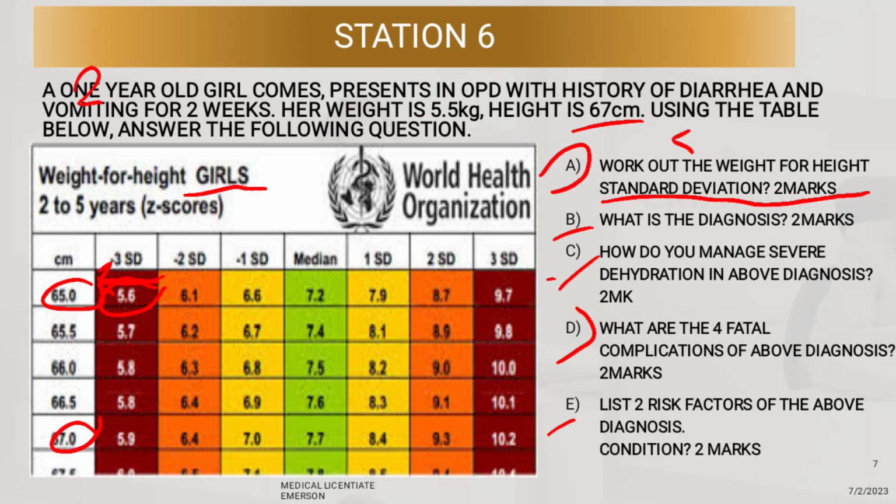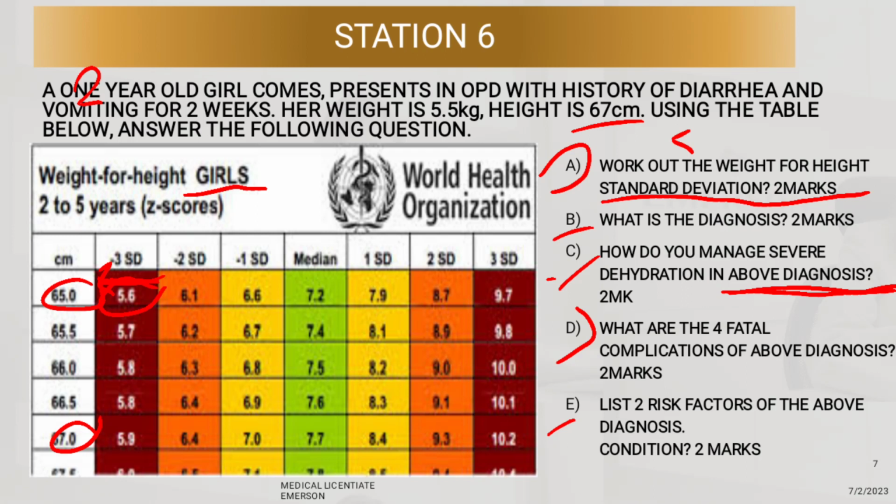Then what is the diagnosis? So this is severe acute malnutrition. Then how do you manage severe dehydration in the above diagnosis? In SAM and severe dehydration, use the specific rehydration solution known as rehydration solution for malnutrition, which is ReSoMal, which should be given at 5 mils per kg every 30 minutes for the next 2 hours. Then in the next 10 hours, we're going to be giving it in alternating hours, and you have to also alternate feeds in between.